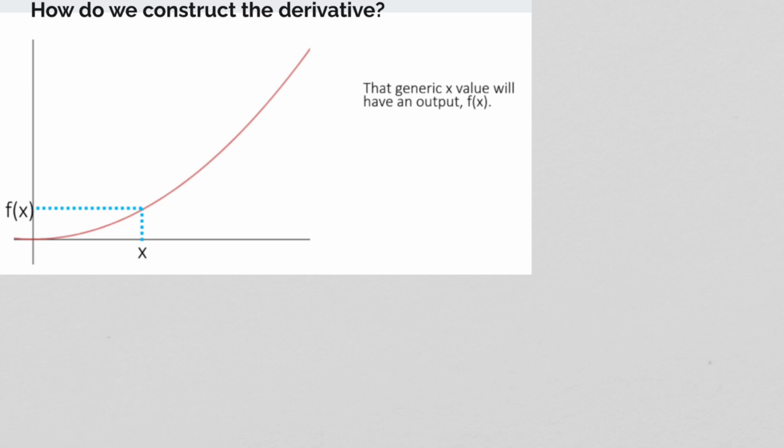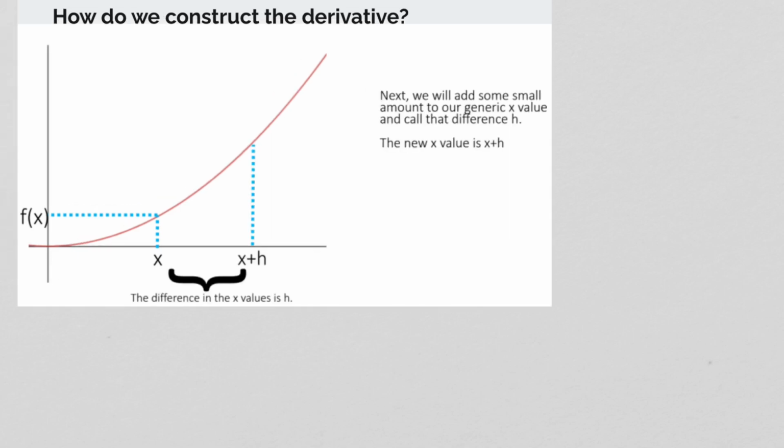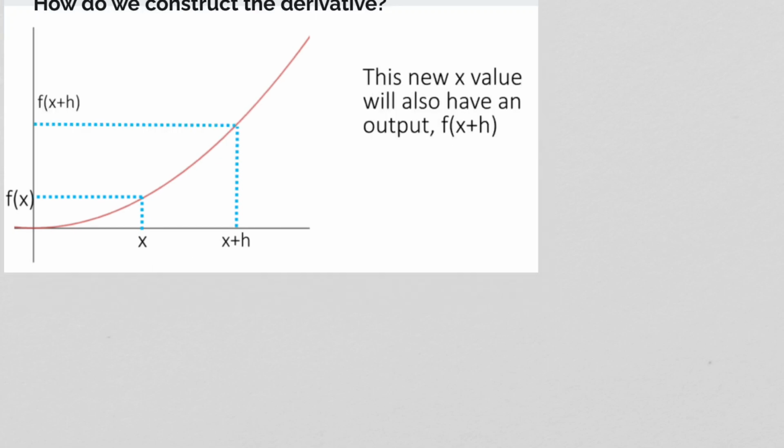That value, we're going to input that and get our output, f of x on the y-axis. So there it is. Next, we need to add another small amount to get another x value, and this value, we're going to call it x plus h. So we're adding a new value onto the original x. The difference in the x values is h there. Then I need the output for that, so I'm going to do f of x plus h.